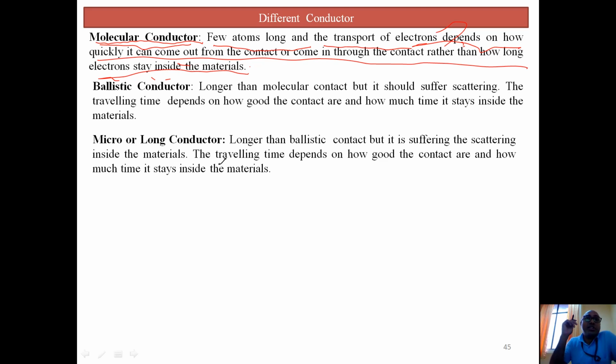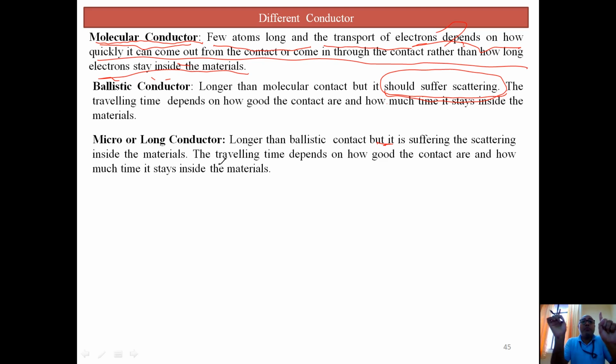Now ballistic conductor is totally different. It may be 100 angstrom or more than that. The most important part is that it should not suffer any scattering. That is the most important part. So in a ballistic conductor you have point 1 and point 2. The electron should travel from point 1 to point 2 without any scattering, without any destruction, right?